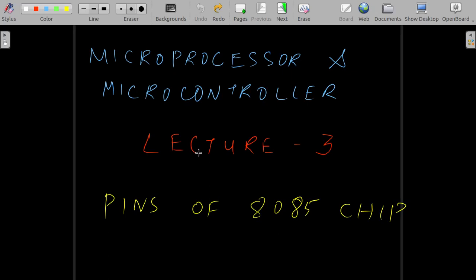Processor and microcontroller. In the last few lectures, we had gone through the internal architecture of the 8085 microprocessor. We went through the block diagram and the different components of the processor. Now, in this lecture and a couple of coming lectures, we'll go through the different pins of the 8085 processor chip.